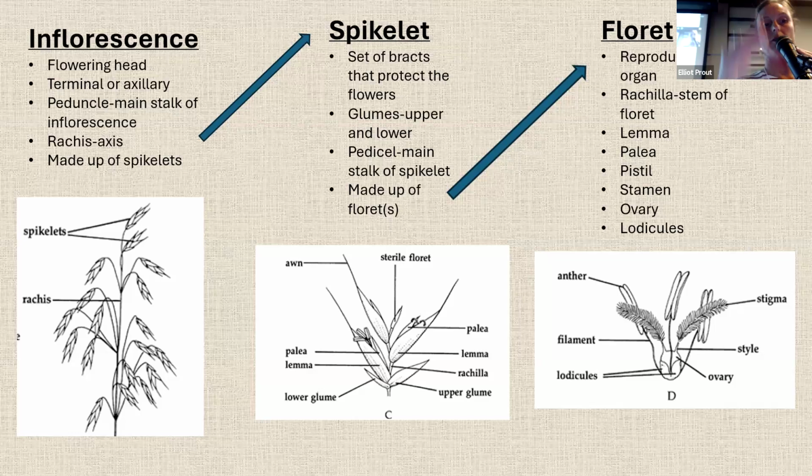The rachis is the stem of the inflorescence within the spikelets, and of course it's made up of spikelets. So moving over to the spikelet, the spikelet contains the glumes. Those differentiate the spikelet. Then we have pedicels, which are the stalk of the individual spikelets, just like in any other flowering family. And then it's made up of the florets. Moving over to the floret, that's the reproductive organ. We have the rachilla, which is a little stem of the floret, the lemma, the palea, the pistil, the stamen, ovary, and lodicules.